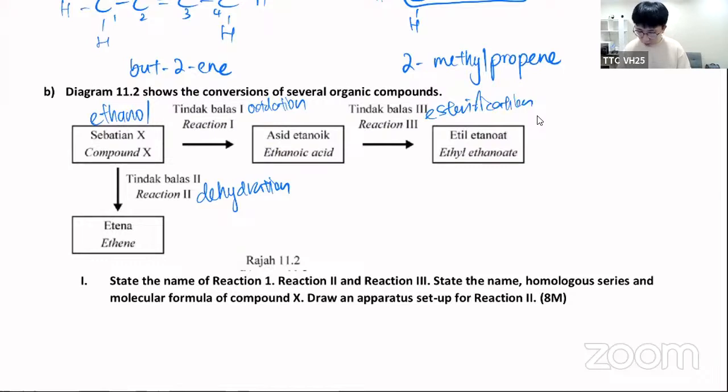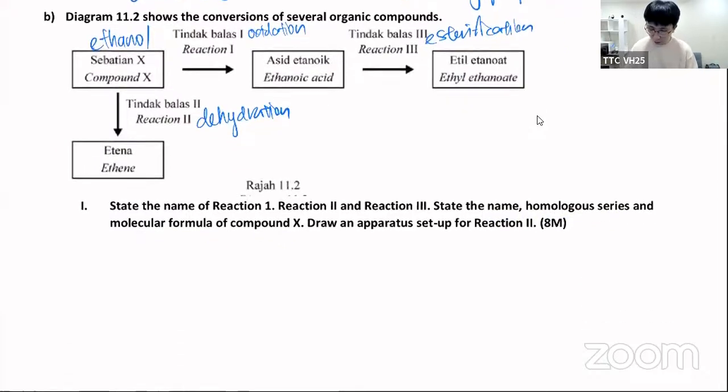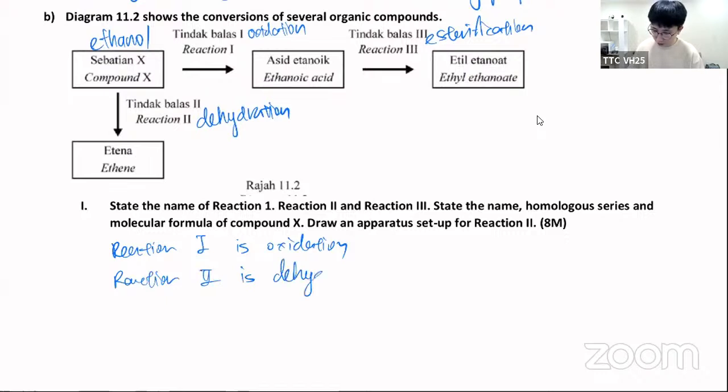Okay, they want the name of reactions 1, 2, 3. So I have the names already here, 3 marks. See the name, homologous series, molecular formula of compound X. Draw the apparatus setup for reaction 2. So let's look at the names first. Reaction 1 is oxidation. Reaction 2 is dehydration. And then reaction 3 is esterification.